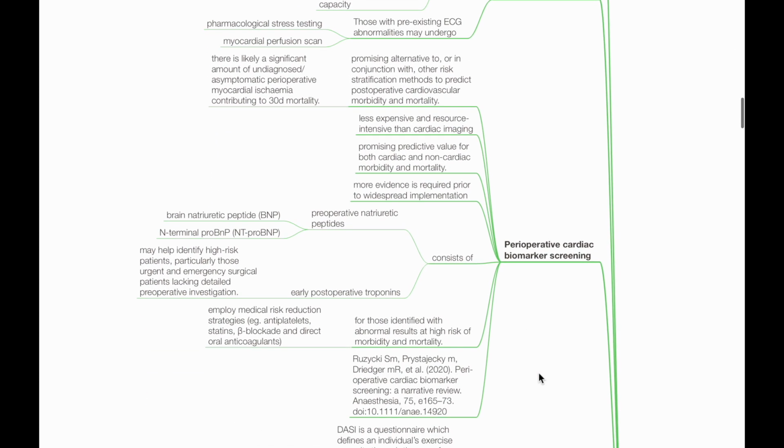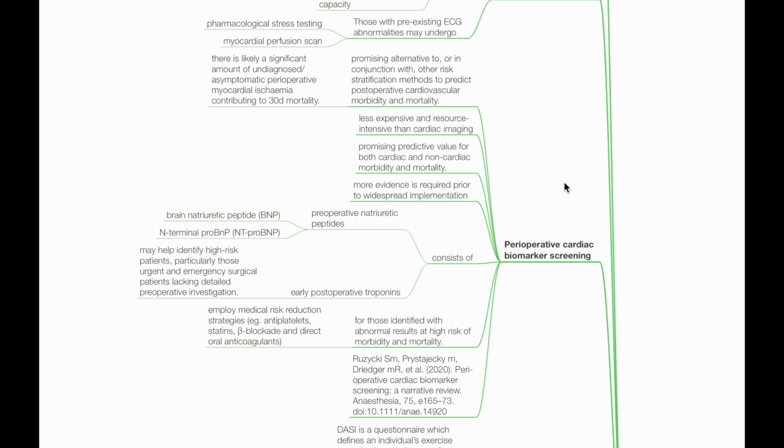Perioperative cardiac biomarker screening. This is a promising alternative to or in conjunction with other risk stratification methods to predict post-op CVS, morbidity and mortality. There is likely a significant amount of undiagnosed or asymptomatic perioperative MI contributing to 30-day mortality. Biomarker screening is less expensive and resource-intensive than cardiac imaging.